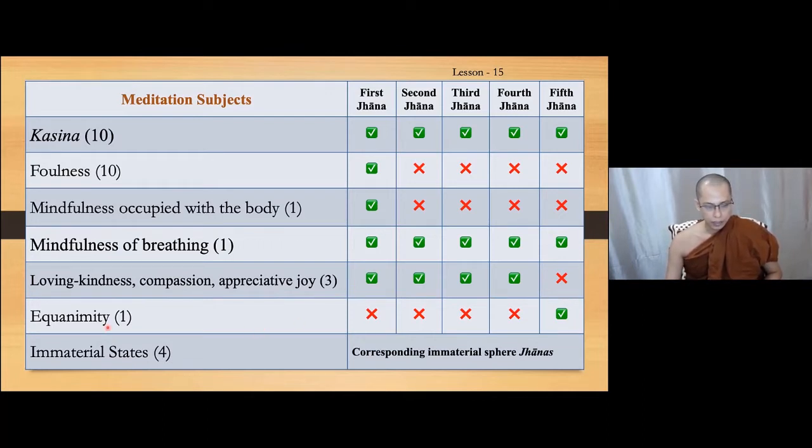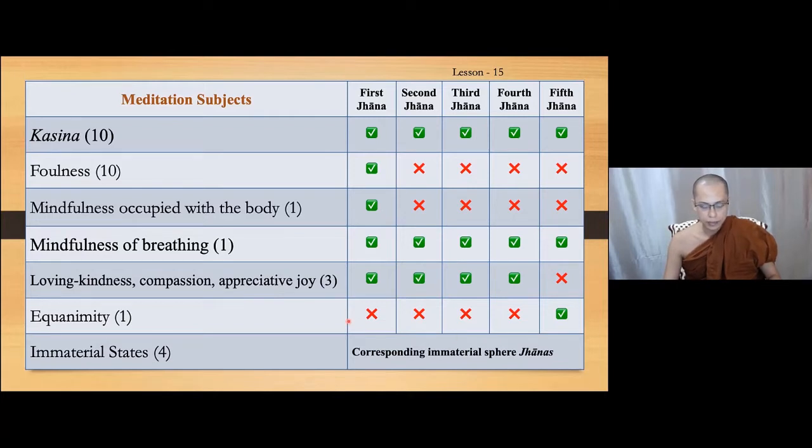Okay, so by practicing the illimitable meditation subject of equanimity, one can attain only the fifth jhana, because equanimity does not support the attainment of the former fourth jhana. They have a different nature in feeling. Then the immaterial states are similar to the equanimity practice and support only the attainment of the fifth jhana, but they are immaterial jhana, not the fine material sphere jhana.